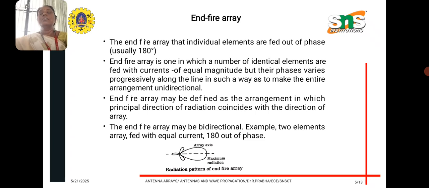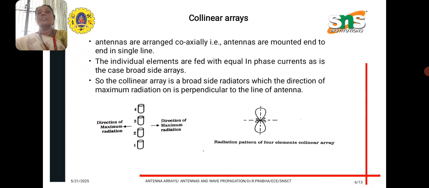By considering the broadside array and the end-fire array, both are linear arrays, but the difference is that in the broadside array the individual antennas are fed with current of equal magnitude and equal phase, but in the end-fire array the currents are progressively varying and they are 180 degrees out of phase. With respect to the radiation pattern, the maximum radiation of a broadside array is in the direction perpendicular to the array axis, but in an end-fire array the maximum radiation is towards the array axis.